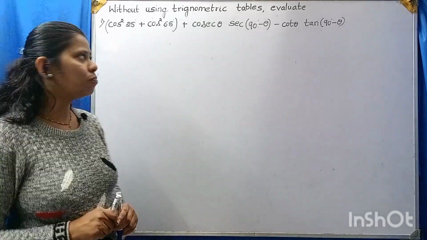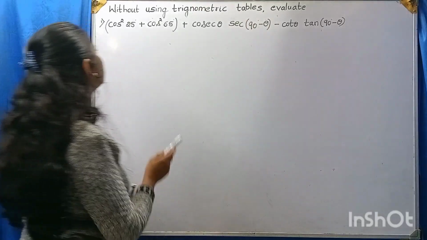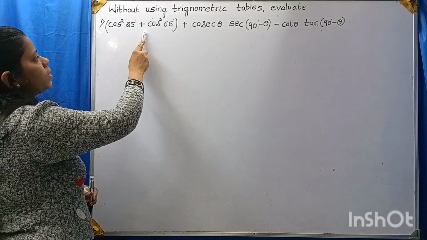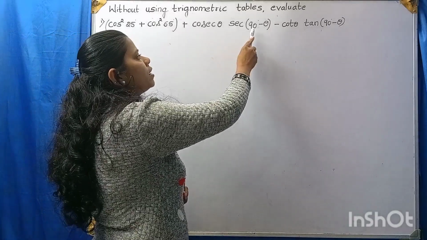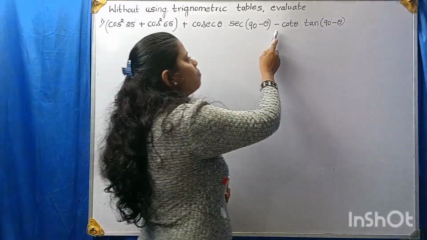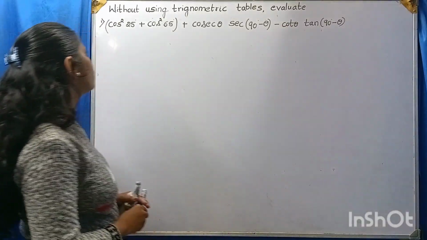Now let's solve the problem. Without using trigonometric tables, evaluate cos square 25 degree plus cos square 65 degree plus cosecant theta into secant 90 degree minus theta minus cot theta into tan 90 degree minus theta.